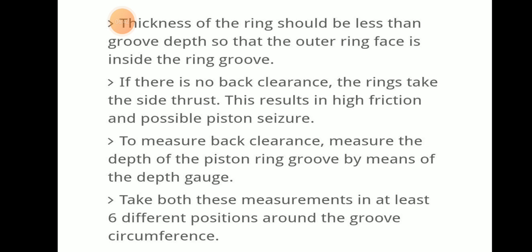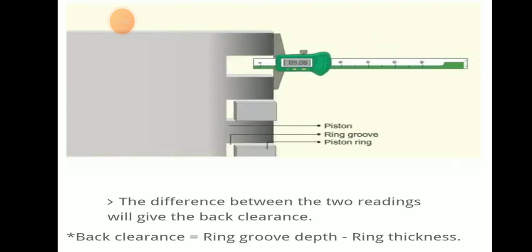To measure back clearance, measure the depth of the piston ring groove by means of a depth gauge. Take both measurements in at least 6 different positions around the groove circumference. This is the depth gauge.